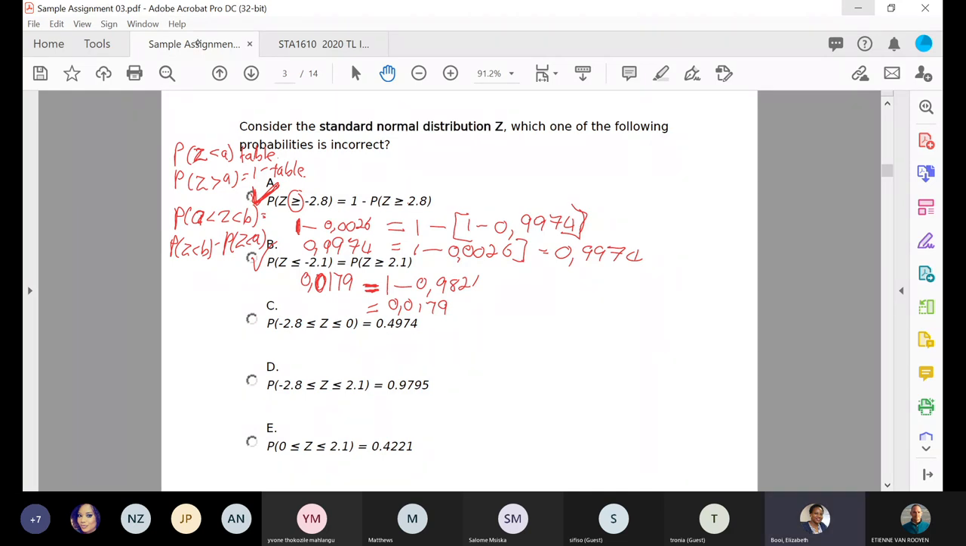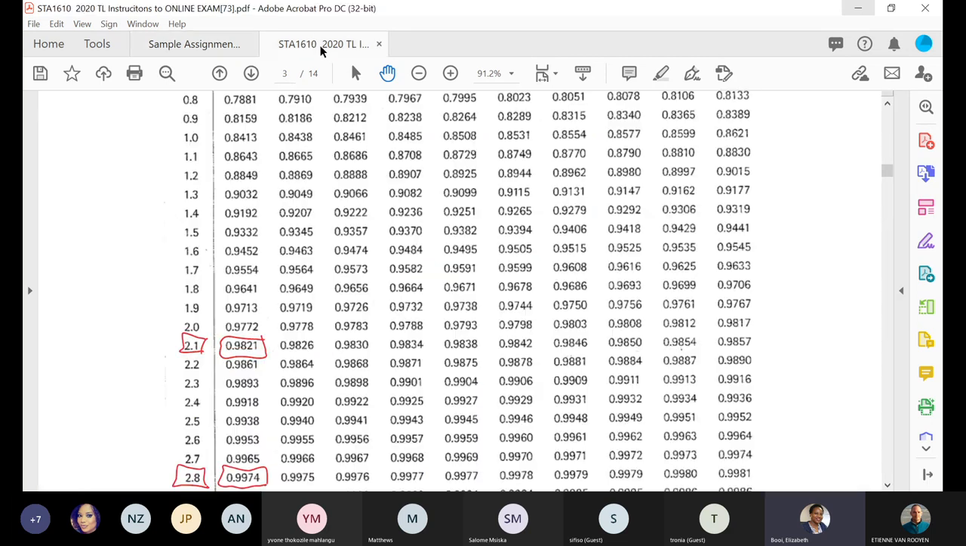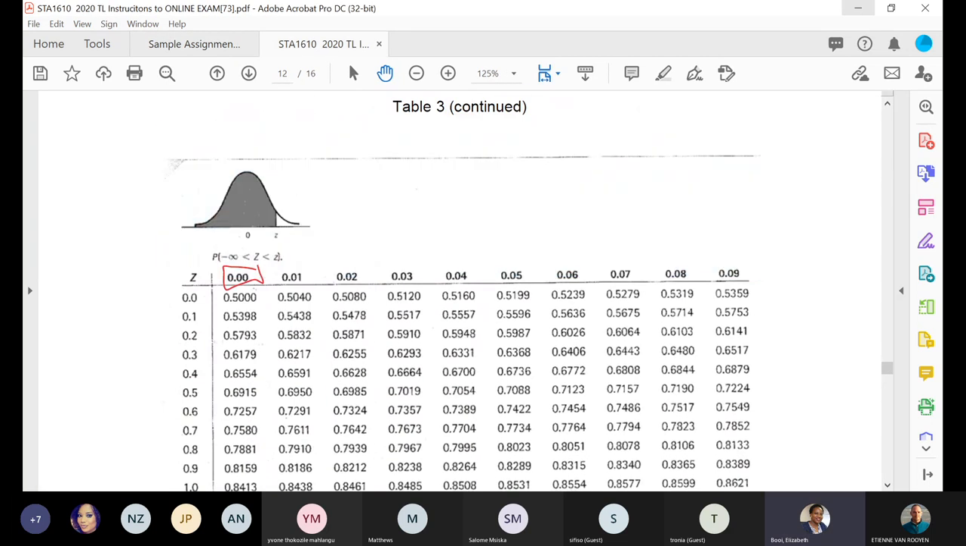Now we're looking for the probability of between. If we're looking for the probability of between, it means we need to find the probability that Z is less than 0.00 minus the probability that Z is less than minus 2.8. So going to the positive side and looking for 0.00, it's 0.5000.